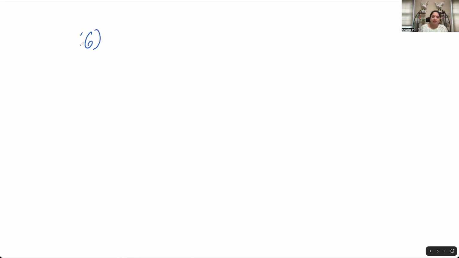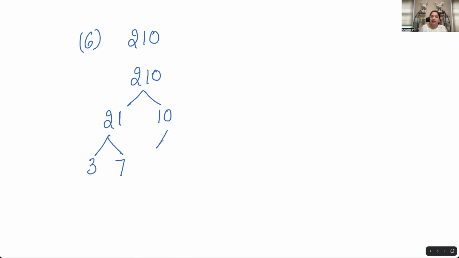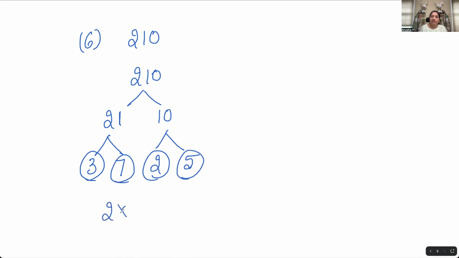The last example, 210. 210, it's divisible by 10, right? You can write 21 times 10. But 21 has factors. What are they? 3 and 7. And 10 has factors 2 and 5. They ended with 2, 3, 5, 7. 2 times 3 times 5 times 7.